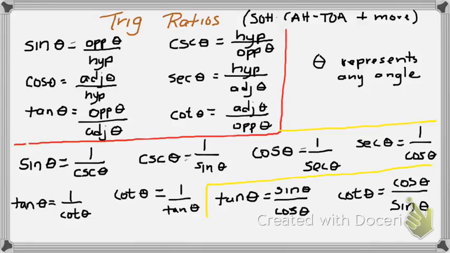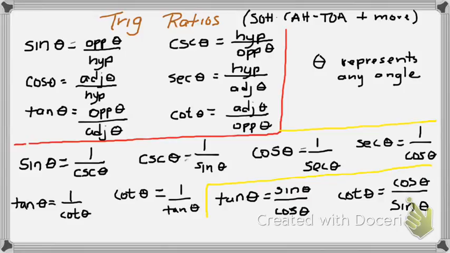All right, now there are some other relationships in here that you can kind of see if you look at the actual fractions or the ratios. If you look at sine and cosecant, you can see that they're reciprocals of one another, as well as cosine and secant and tangent and cotangent.